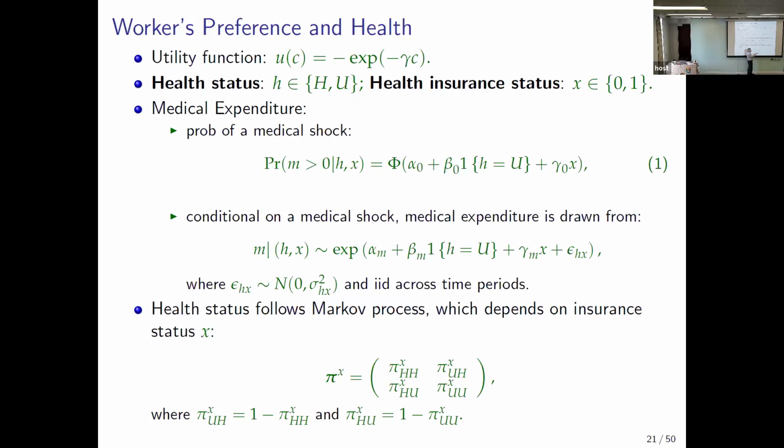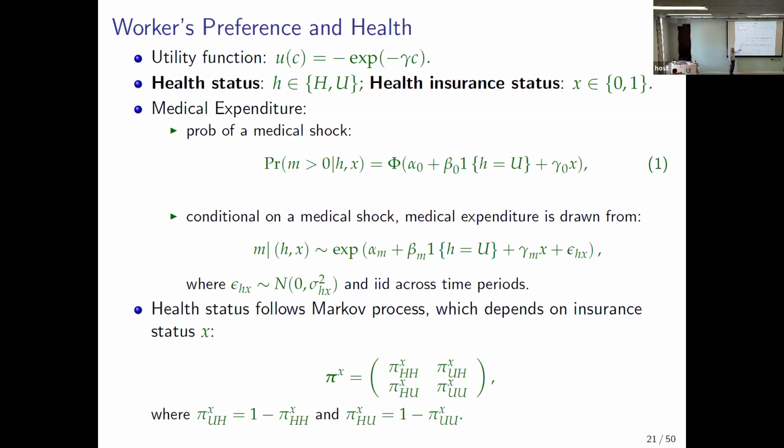The mean of the medical expenditure distribution will be higher if you're unhealthy. It may be higher if you have health insurance. That's the moral hazard effect of health insurance. If you have health insurance, you're more likely to see doctors even with a little cold, right? This is just the health effect of health expenditure. Unhealthy guys are more likely to have shocks. And then these are the variances, the randomness in health expenditure, and the randomness is what leads to the demand for health insurance for the risk-averse workers.